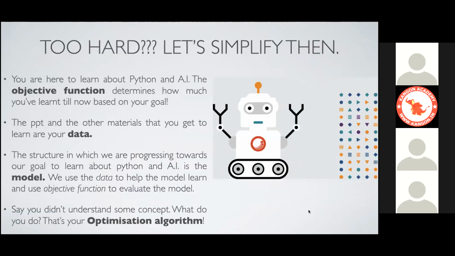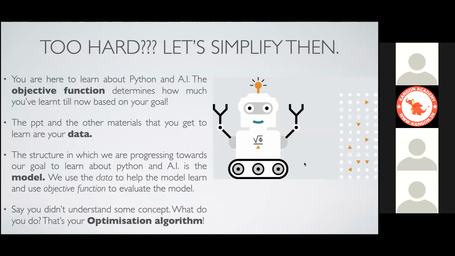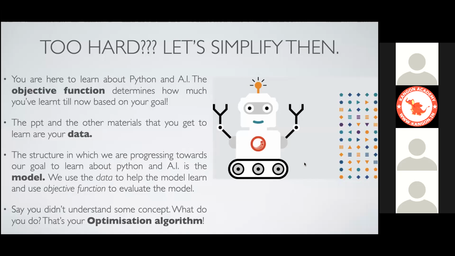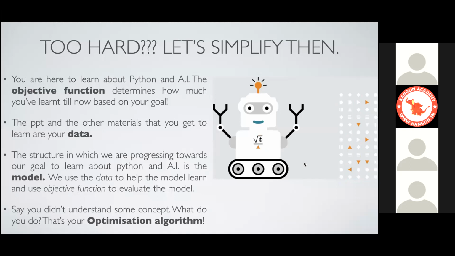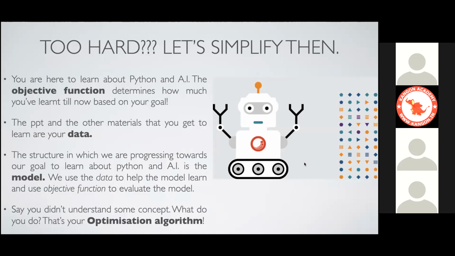So, okay, let's simplify the definition here. So you learn about an AI, obviously. Objective function will determine how much you have learned. The objective function is like an examination. It will determine how much you have learned from your course. The PowerPoint presentation that I am providing and other materials that I am giving you to learn is your data. The structure in which we are progressing towards our goal is the model.